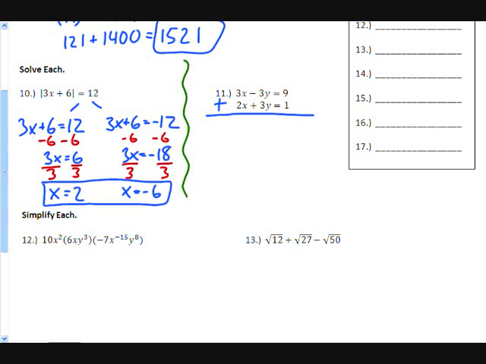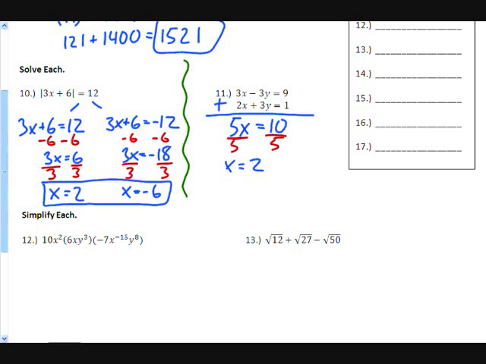So here, 3x plus 2x is 5x. The y's cancel each other out. 9 plus 1 gives me a 10. And now I can solve the equation that's left for x. I divide each side by the 5, so I find out that x equals 2. But I'm not finished yet. I still have to find y.